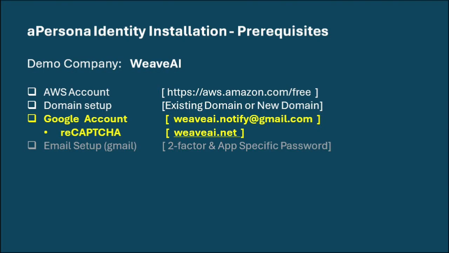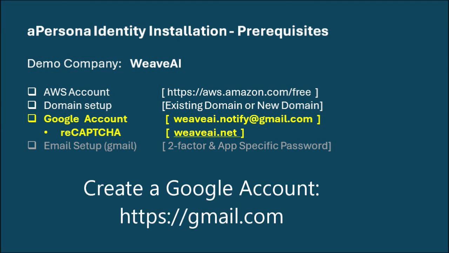Google reCAPTCHA. aPersona Identity seamlessly integrates into the invisible Google reCAPTCHA service to help prevent login attempts from bots and machines. For our use case, Google reCAPTCHA is free to use. In this section, we will demonstrate how to create a Google reCAPTCHA, site key, and secret key for your domain. This is optional but recommended. If you do not already have a Google account, please navigate to gmail.com and create a personal Google account. Then return to this portion of the video.